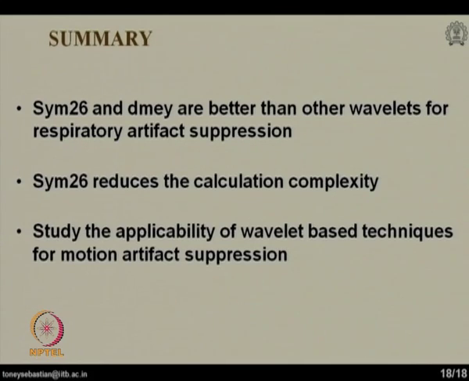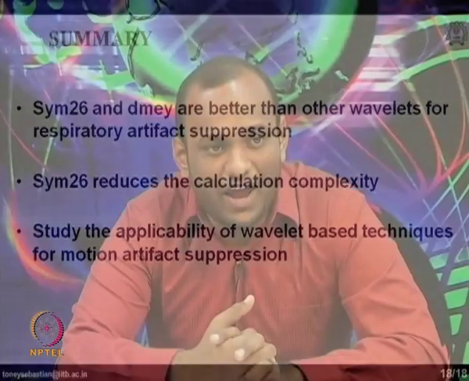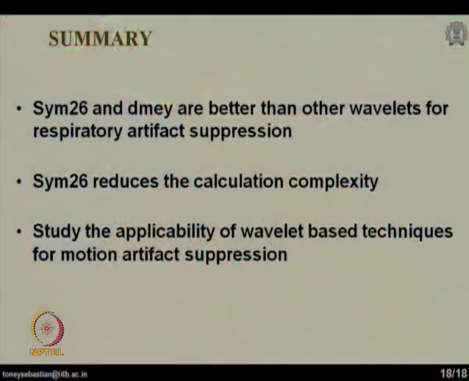Now, coming back to the summary of the presentation, we can see that both Symlet 26 wavelet and DMA wavelet are giving better performance in artifact suppression compared to other wavelets. We studied different wavelets like Coiflet wavelet and Daubechies 6 wavelet. They were not comparatively that good compared to these wavelets. The advantage of Symlet 26 wavelet is that it reduces the calculation complexity because it has a low number of filter coefficients. The future work will be to study the applicability of wavelets in denoising motion artifacts, and also to investigate whether any other wavelets are useful in denoising applications.